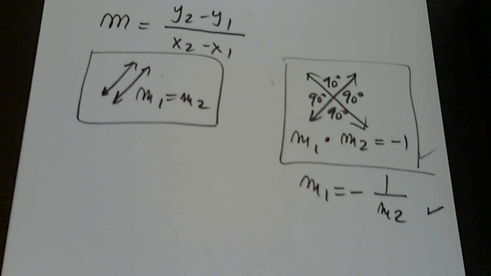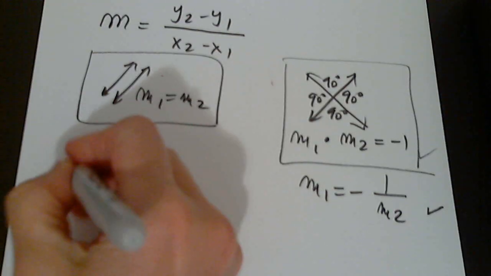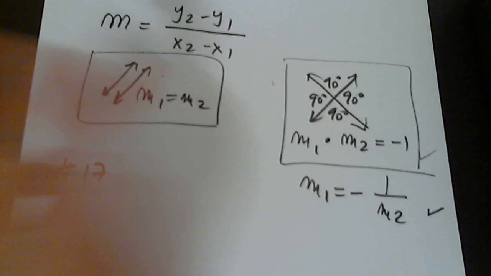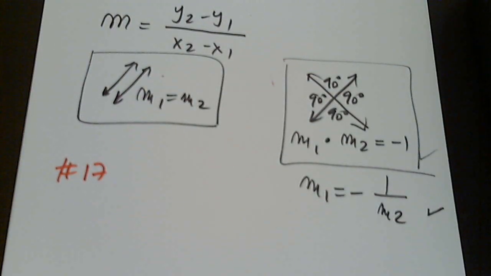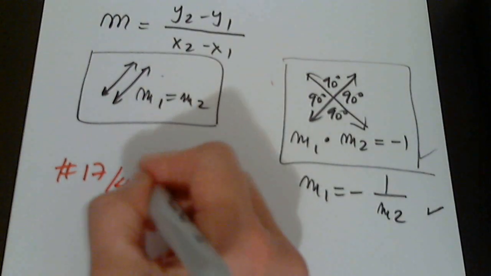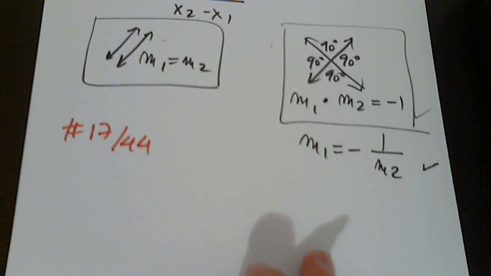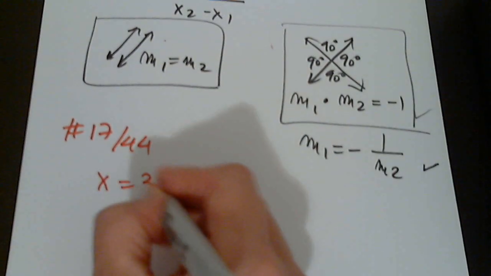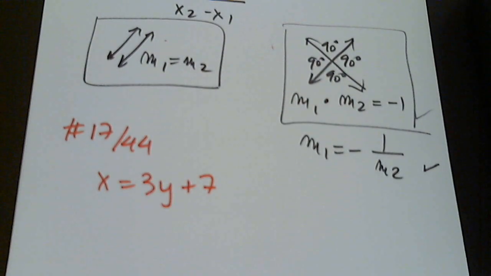So find the slope and y-intercept. You choose. If not, I will. Can you do number 17? Yes, 17. 17 on page 44. Perfect pick. So we have here x equals 3y plus 7. And they're asking us to find the slope and the y-intercept.